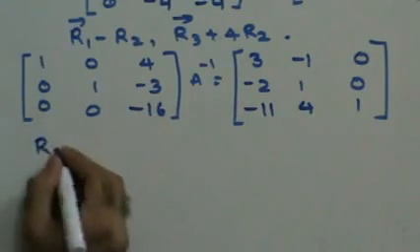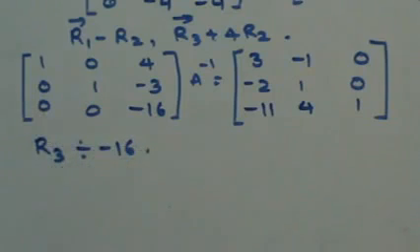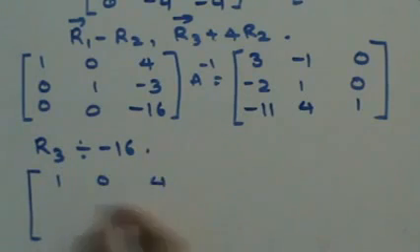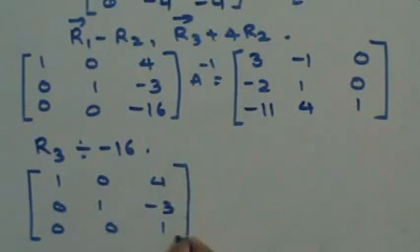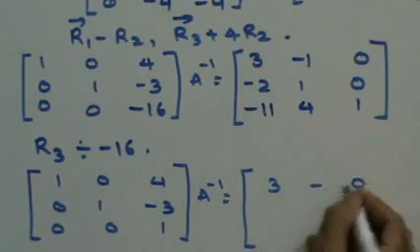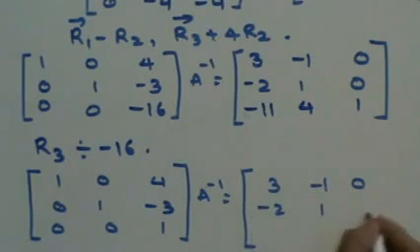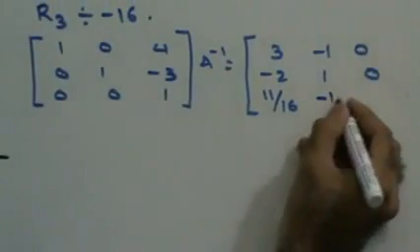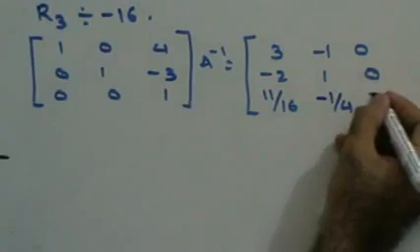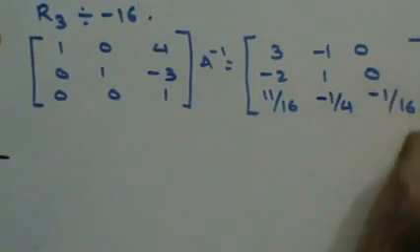How do I do that? Divide R3 by minus 16. If I divide R3 by minus 16, I'll get 1, 0, 4, 0, 1, minus 3, 0, 0, 1 into A inverse is 3, minus 1, 0, minus 2, 1, 0. I'm dividing by minus 16, so this is 11 upon 16. This is 4 upon minus 16, so that's minus 1 upon 4, and this is minus 1 upon 16.